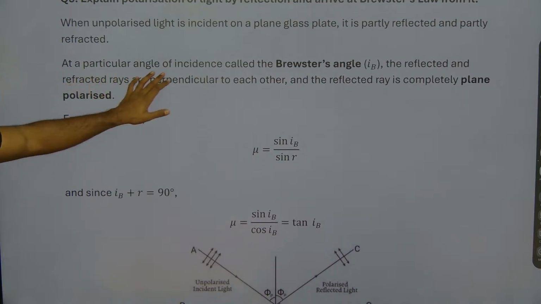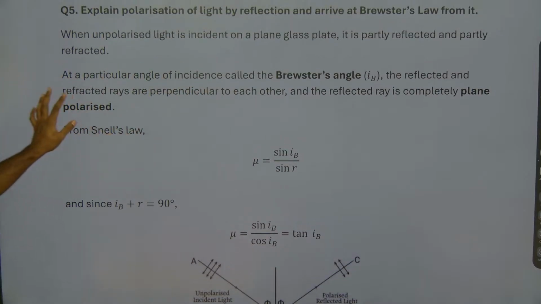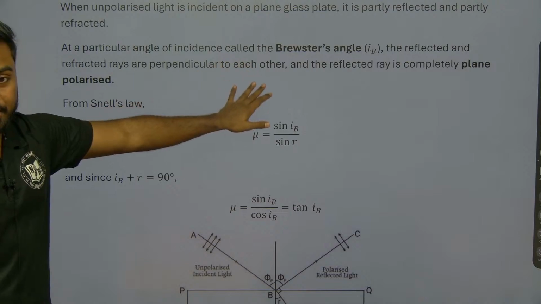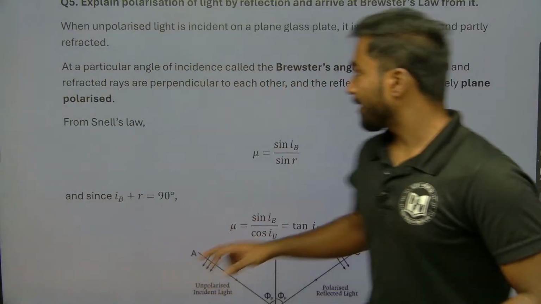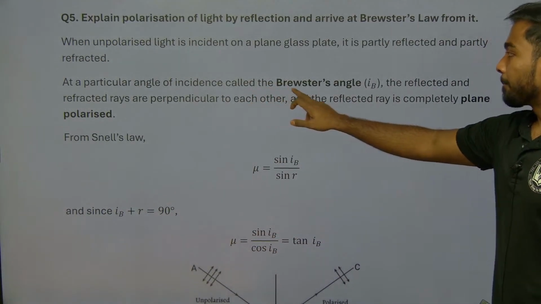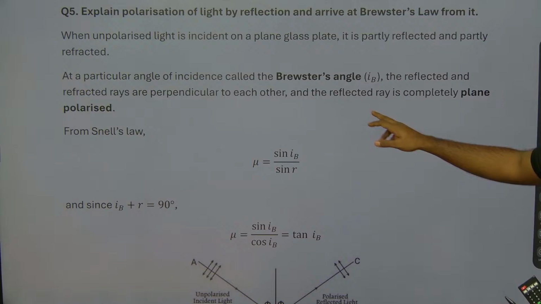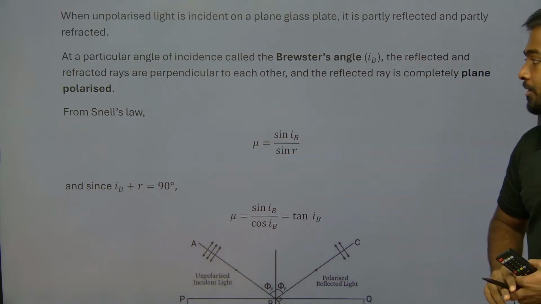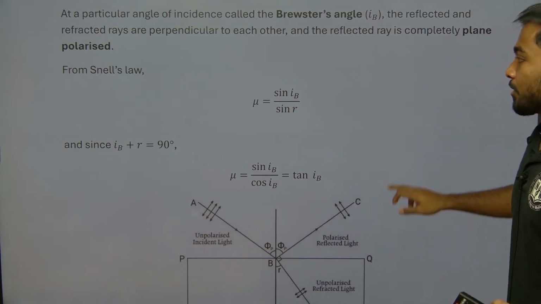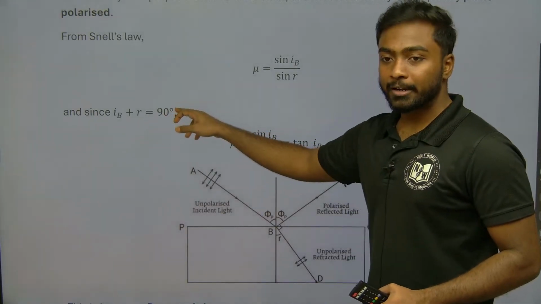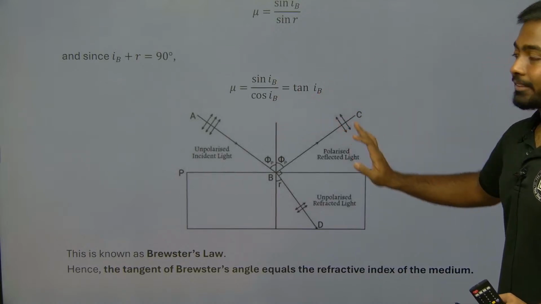At a particular angle of incidence, called Brewster's angle, which we denote as iB, the reflected and refracted rays are perpendicular to each other and the reflected ray is completely plane polarized. From Snell's law we know that mu equals sin i by sin r. Since i plus r is 90 degrees, sin r becomes cos i, so sin i by cos i equals tan i.